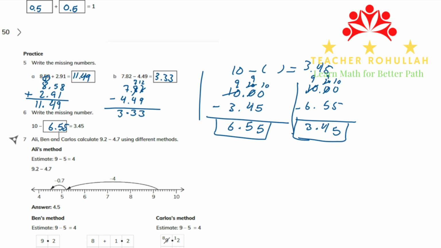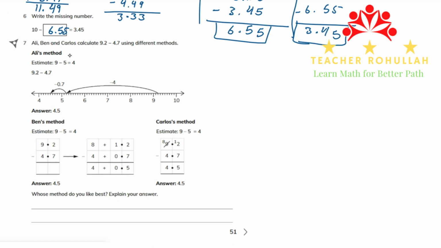Let me scroll a bit down to go to question 7. In question 7, it says, Ali, Ben, and Carlos calculate 9.2 minus 4.7 using different methods. The first one is Ali's method, then we have Ben's method, and then we have Carlos' method. In Ali's method, he has first estimated the answer. He used rounding to the nearest ones. 9.2 is rounded to 9, and 4.7 is rounded to 5. So 9 minus 5 is 4. 4 is the estimated answer.